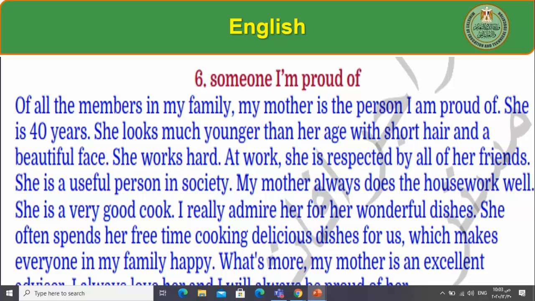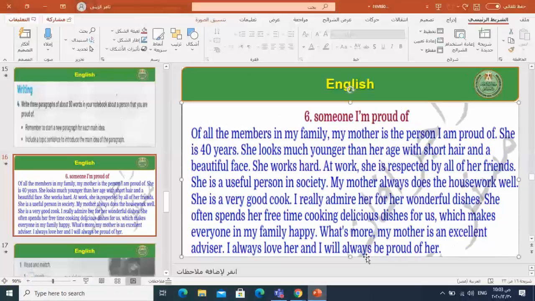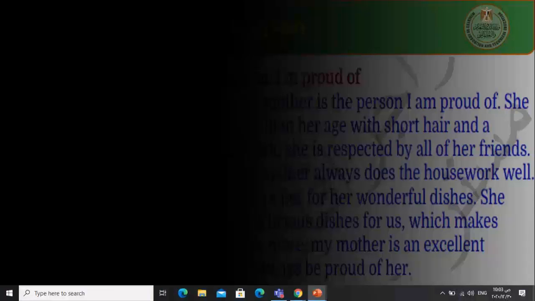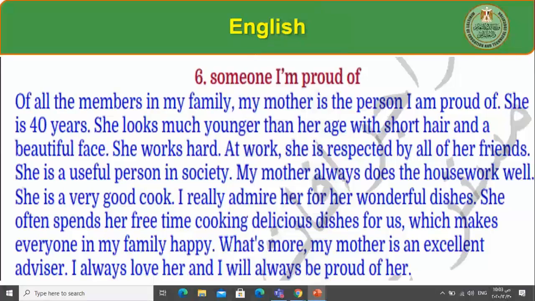What's more, my mother is an excellent advisor. Excellent advisor. نصيحة ممتازة, تنصحنا, تدلنا النصايح. I always love her and I will always be proud of her. And of course, أنا دايما بحبها ودايما فخور بيها. This is a paragraph about someone I am proud of. So I talked about my mother. I can write about my father and someone in the society I am proud of. We are today proud of doctors and teachers in our schools. Okay.